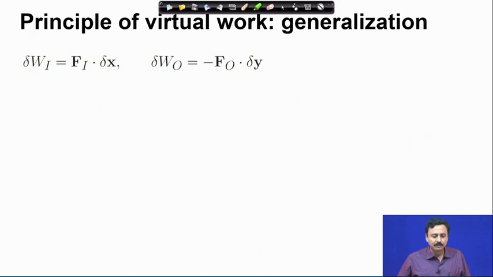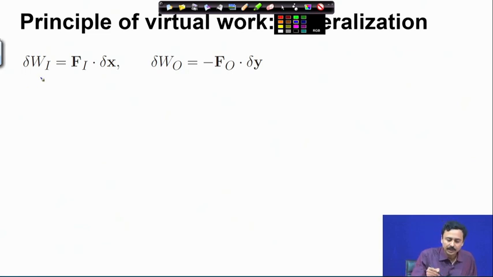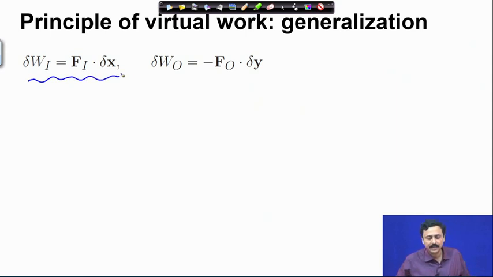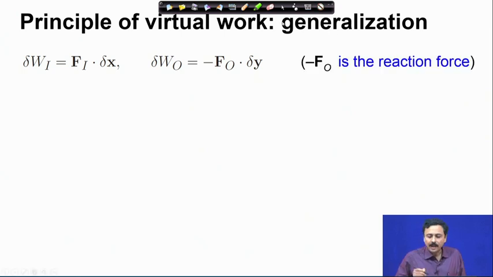So, in order to generalize our force analysis, I have written out the virtual work done at the input. Delta Wi is Fi dot delta x. Now, delta x is the virtual displacement at the inputs and Fi is the force vector at the input. At the output, we have F naught as the force being applied.